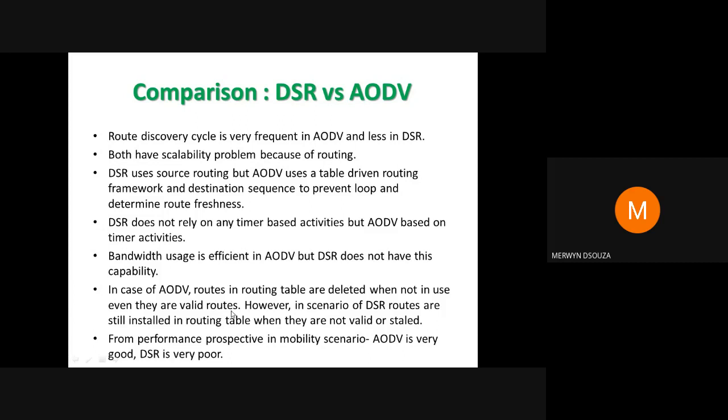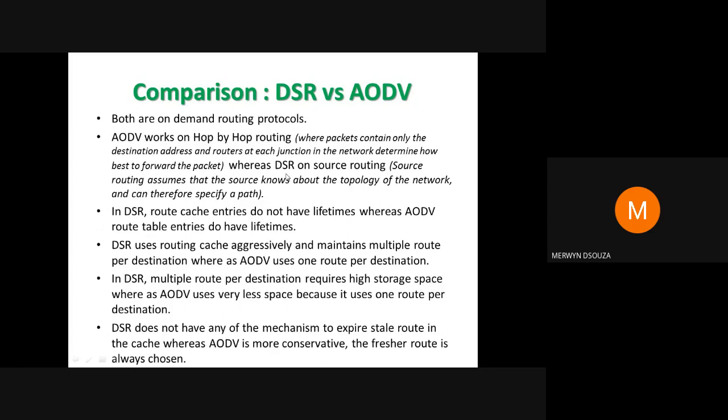So this is the basic difference between the two kinds of reactive algorithms. AODV is a reactive algorithm. It does not have all the routes to all the destinations in the network, but it is working on hop by hop routing. The entire route is not mentioned in the packet. Whereas DSR works by putting the entire route in the packet. The source node will put the entire route to the destination in the packet. So this is the major difference between the two.